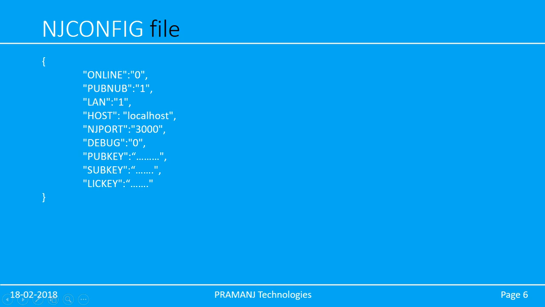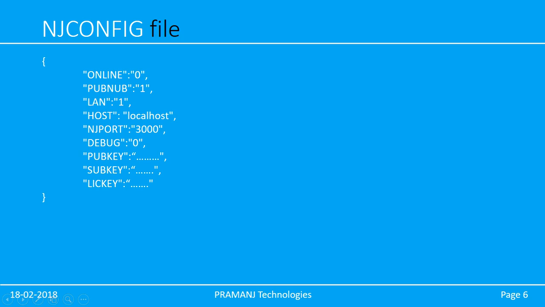So if NJ-SCADA is installed on the same server as ignition, then we can give it a host name of localhost. If it's on a separate machine, then we have to give the host name of the ignition server. And this is the port number of the NJ SCADA where the local clients will connect to.